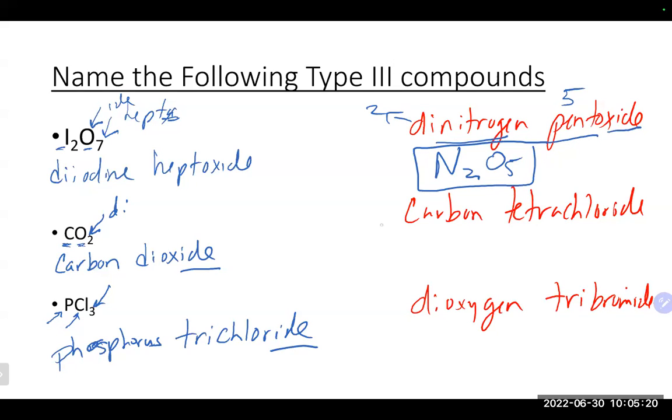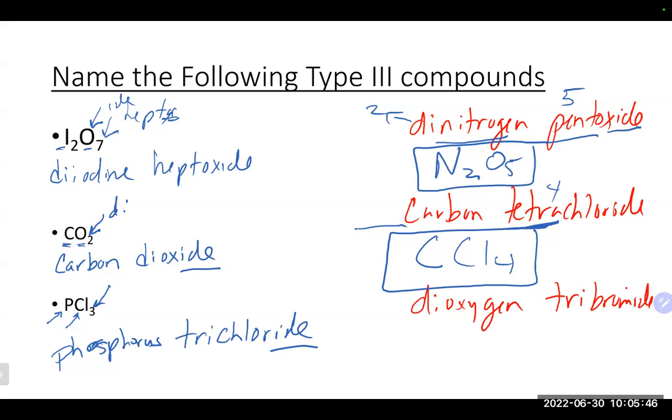Coming here, I got carbon, no prefix, but I do see a prefix on the other side, and I know prefixes pretty much are only for type 3 guys. So because there's no prefix on the first one, I know there's just one of the carbons, so that is just carbon. Tetra is the prefix for 4, and that is chlorine, so that would be Cl4 there, CCl4. Any questions on that one there?